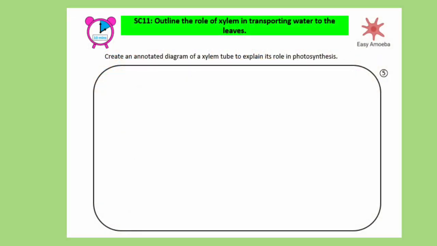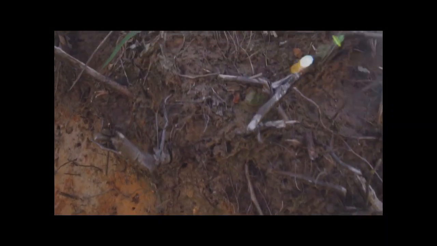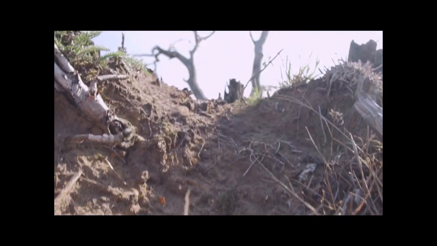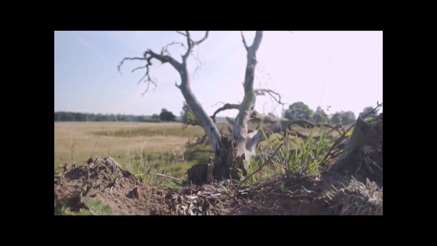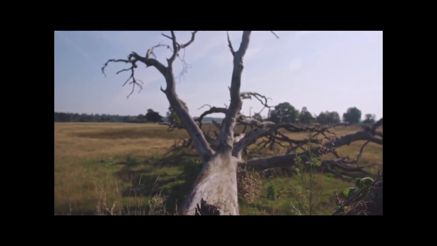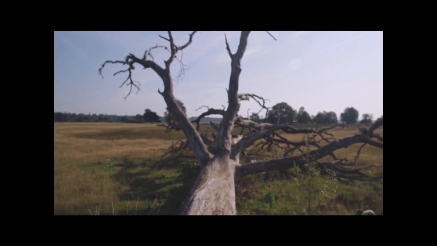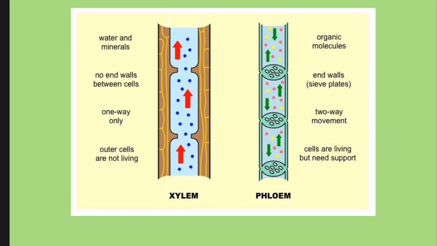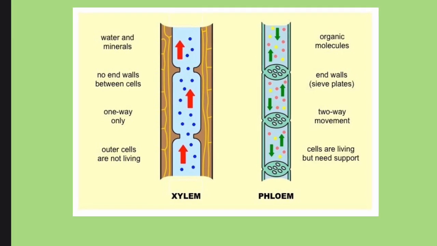SC11 is to outline the role of xylem in transporting water to the leaves. The roots of a plant absorb water from the soil, but this water then needs to get all the way from the roots up to the rest of the plant. This means it needs to go through the stem or trunk to get to the leaves. So how does it do that? It travels through hollow tubes called xylem tubes, which you can see here on the left.